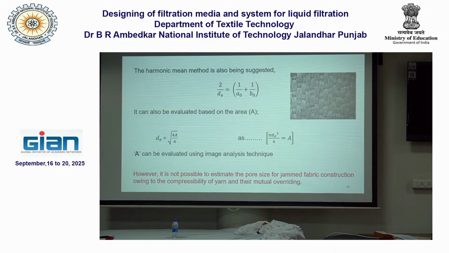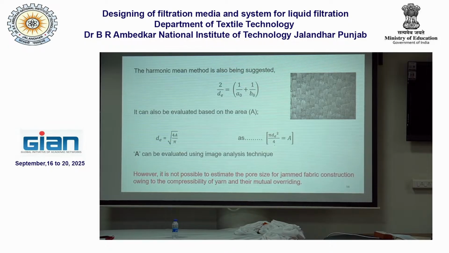Now you can also use the harmonic mean instead of the geometric mean, and you can also take the area. Suppose you are using an image analyzer, you can take the area into account, and from the area you can find out the equivalent size of the pores. So there are different ways to estimate the equivalent size. Sometimes it could be harmonic mean, sometimes geometric mean, and area can be estimated through image analysis technique, and from that also you can find out the equivalent D.